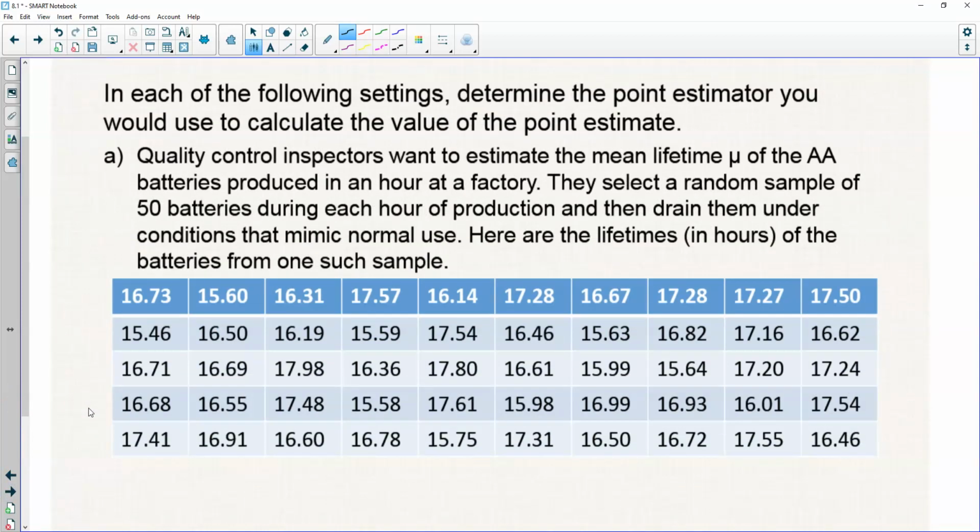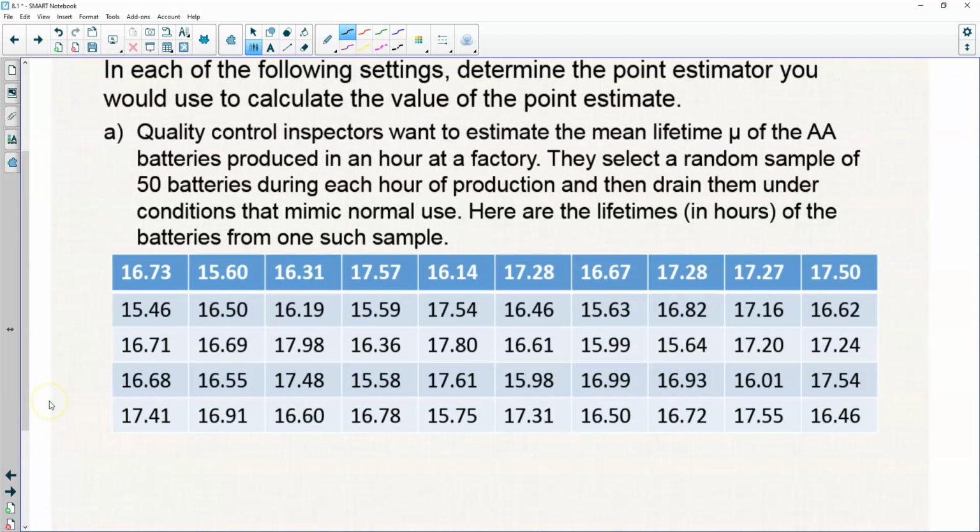So here we have an example where we need to determine the point estimator and then calculate the point estimate. Quality control inspectors want to estimate the mean lifetime mu of the AA batteries produced in an hour at the factory. They select a random sample of 50 batteries during each hour of production and then drain them under conditions that mimic normal use. Here are the lifetimes of the batteries from one such sample. So we need to talk about what would the point estimator be. So remember, that's where we're going to either use x bar if we're trying to find mu, or p hat if we're trying to find p.